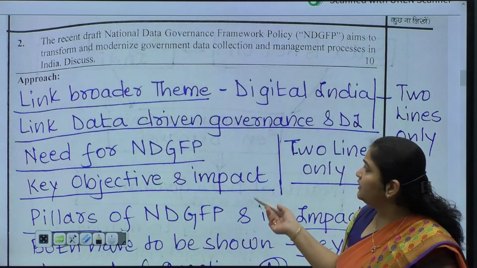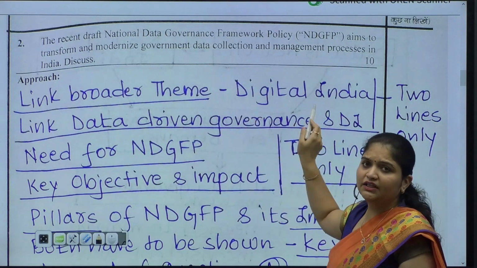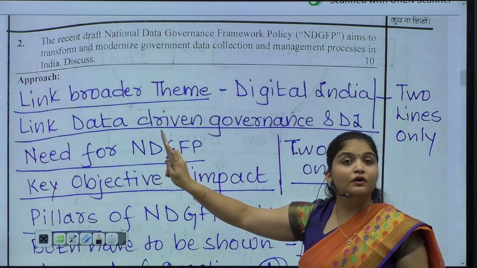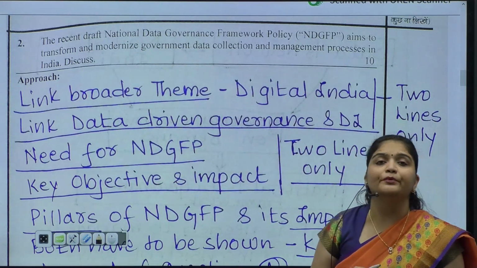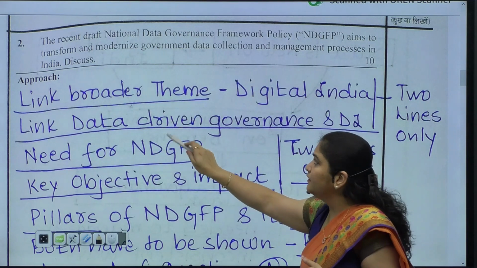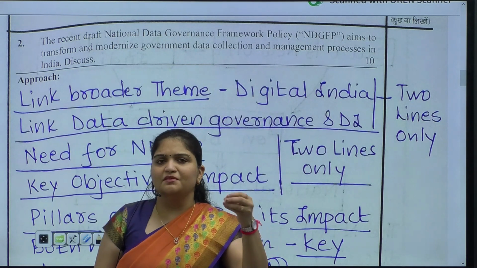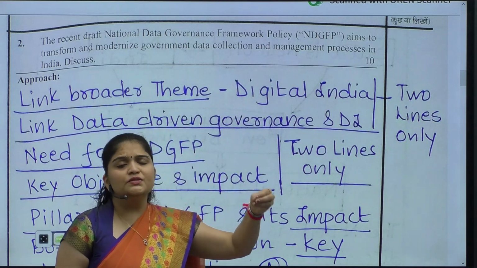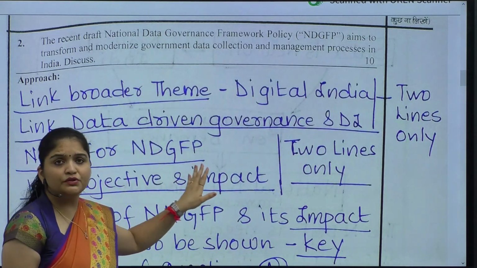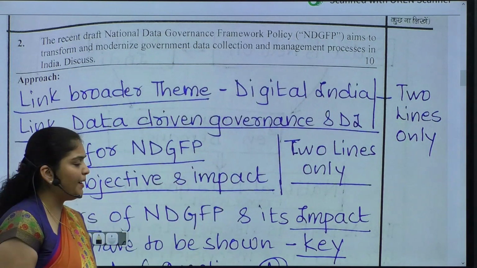So rather than beginning the question directly with the National Data Governance Framework, first you should link Digital India and how data-driven governance is a key component. That's why NDGF has been brought. So talk about why the need. Because the aim is given, we'll say there is a need, because until now there is inefficiency in management, collection, and usage of data prior to formulation of other schemes and these things. So first you talk of the need for NDGFP. Then key objective and impact.